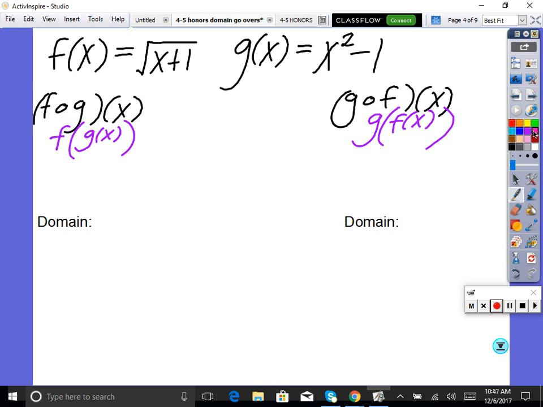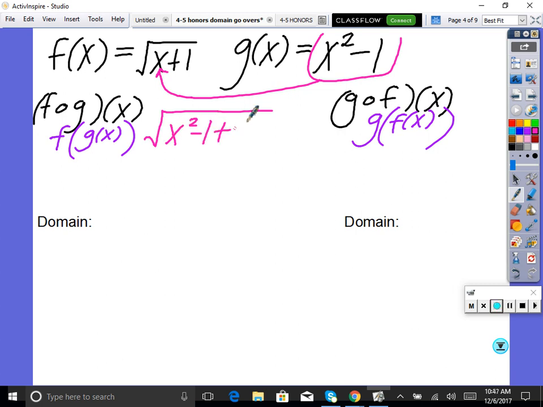Okay, let's write out what this one is. This one's taking g, plugging it into function f wherever there's an x. So we have the square root of x squared minus 1 plus 1. Before you simplify anything, you need to restrict or look at the domain. So where's the problem? Underneath our radical, correct?